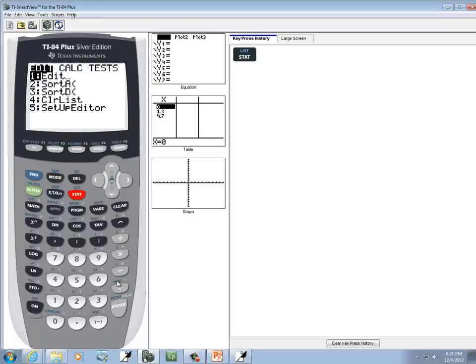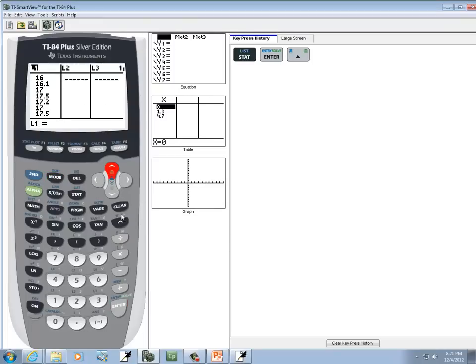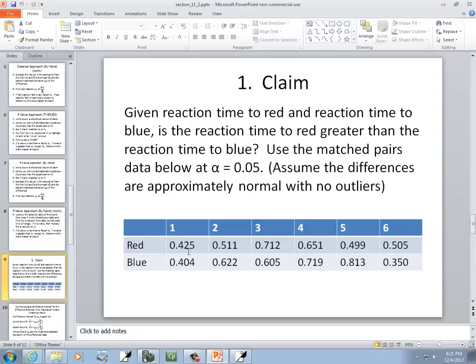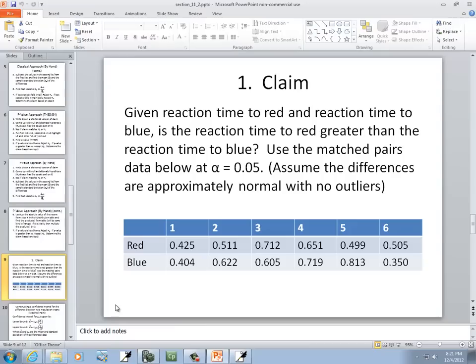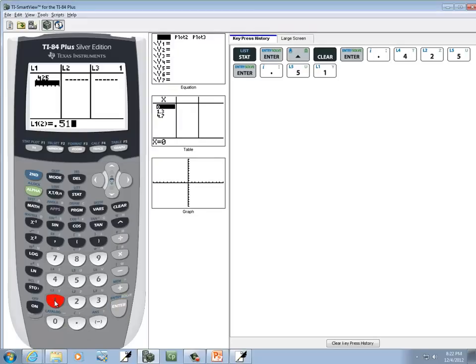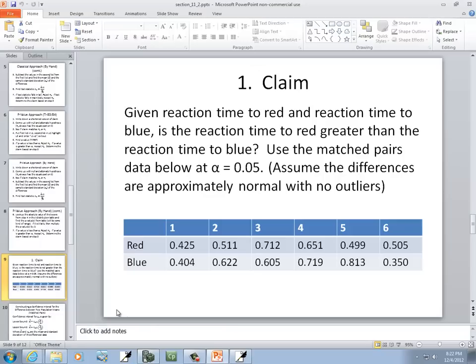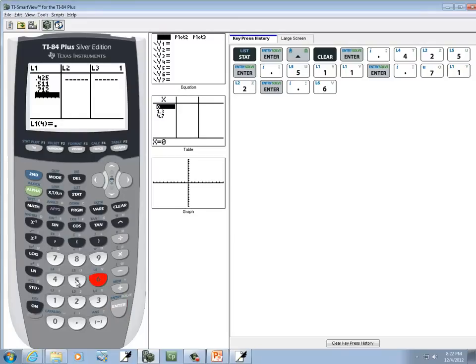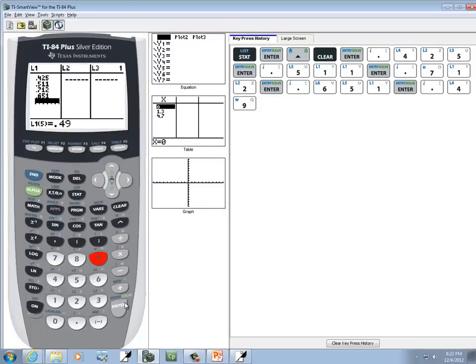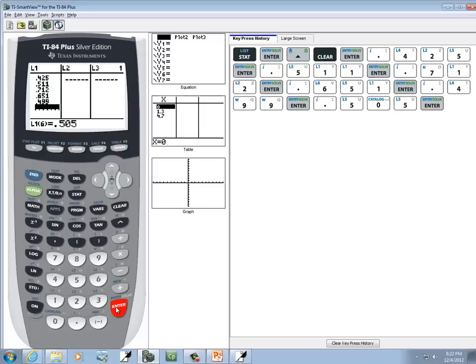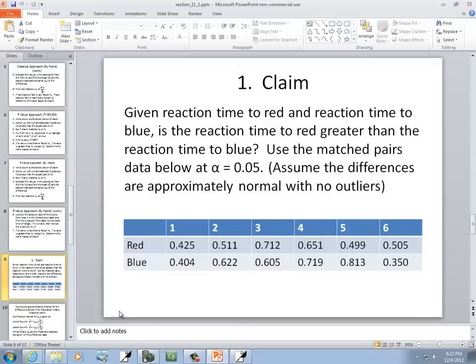Go into stat, go into edit, and in L1 we're going to put our red values. So I got 0.425, I got 0.511, 0.712, 0.651, 0.499, and 0.505. Let me double check my numbers: 425, 511, 712, 651, 499, 505.